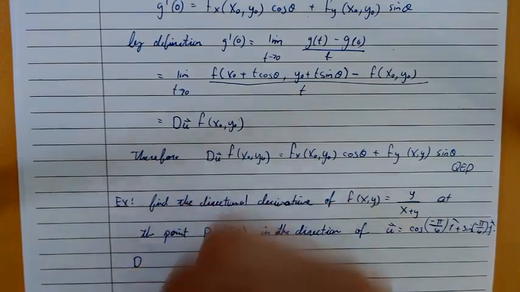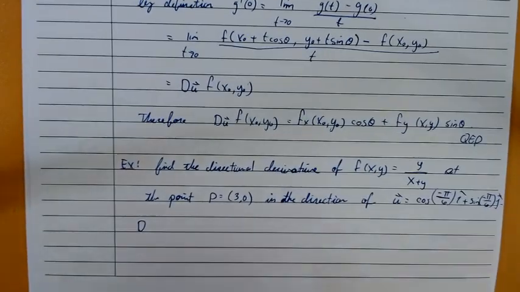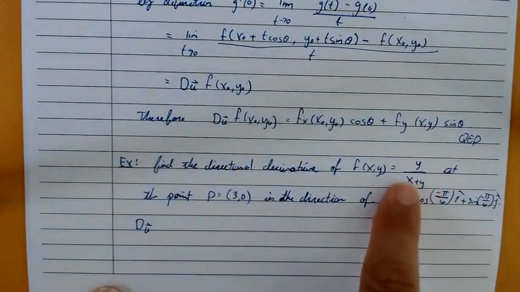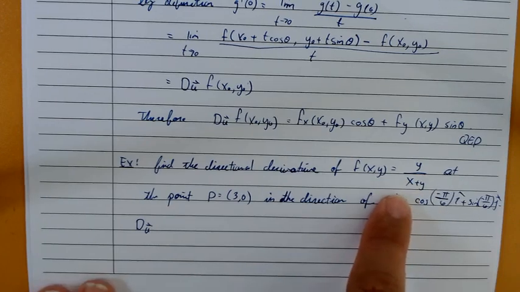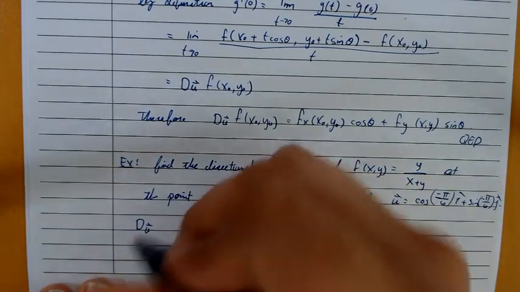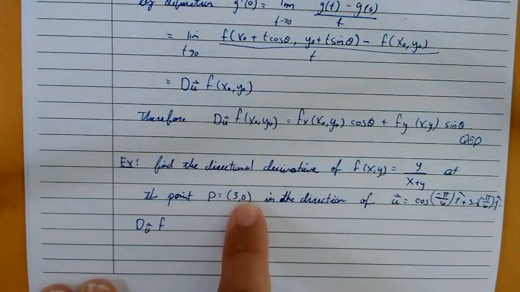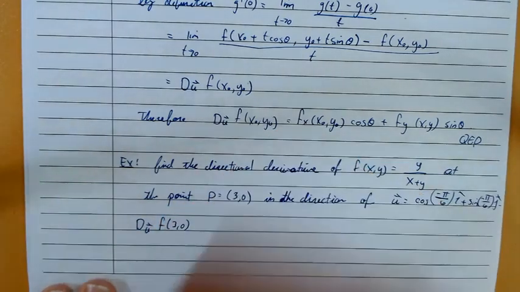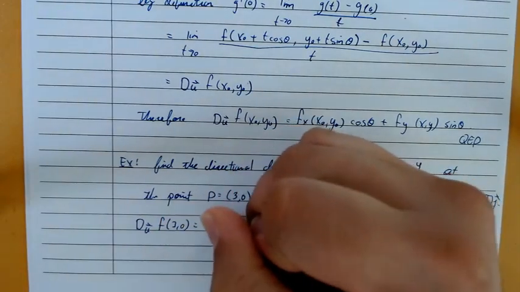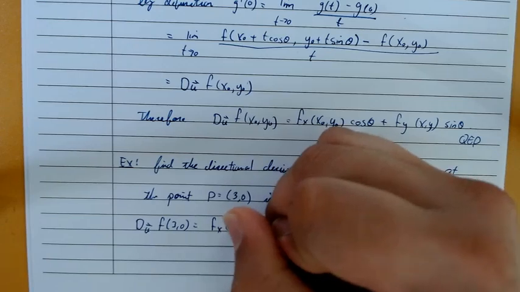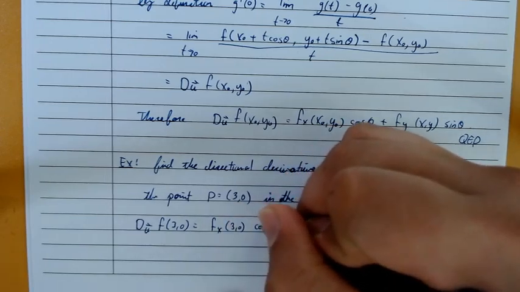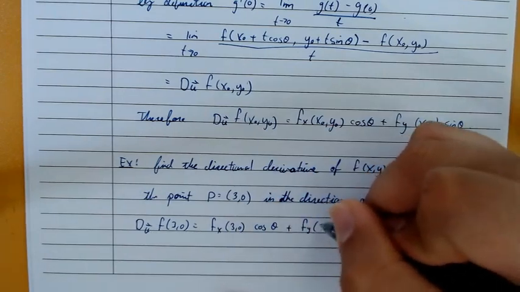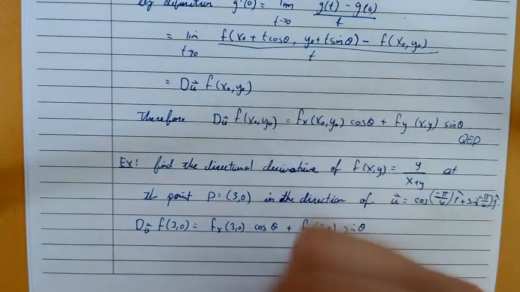All right. Okay, so first of all, the notation, that's going to be the directional derivative in the direction of u of the function f of x comma y, but we want it specifically at the point 3 comma 0. So this will be the directional derivative in the direction of u of f at 3 comma 0. All right, well that's going to be the first partial of f with respect to x at 3 comma 0 times the cosine of the angle theta plus f sub y at 3 comma 0 times sine of the angle theta.